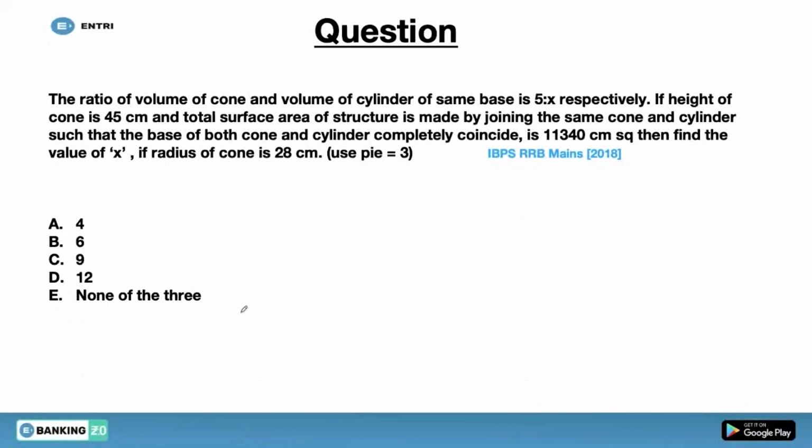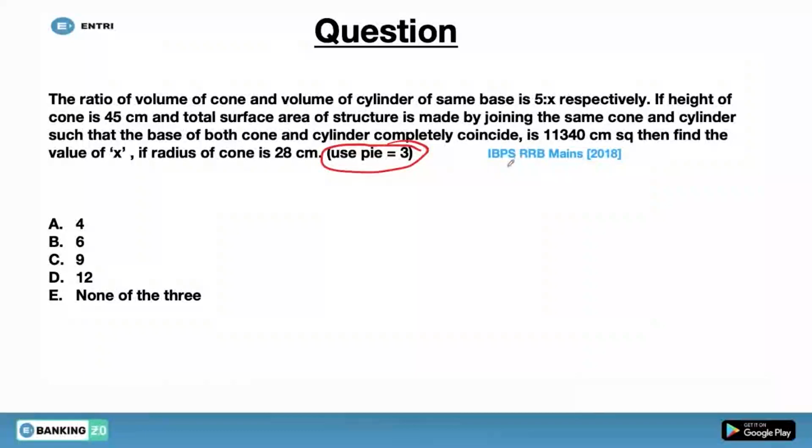The next question: the ratio of the volume of a cone and a cylinder of the same base is 5:x respectively. If the height of the cone is 45 centimeter and the total surface area of the structure made by joining the same cone and cylinder, such that the base of cone and cylinder completely coincide, is 11340 centimeter square, then find the value of x if the radius of the cone is 28 centimeter. And one more thing they have given is to use the value of pi as 3. That means you have to find the approximate value. You need not use 3.14 or 22 by 7 here.